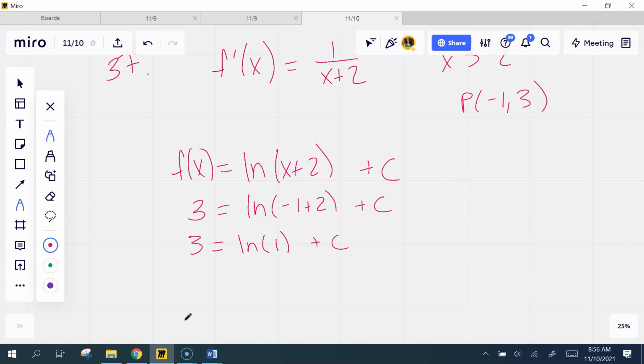What is the natural log of 1? 0. And so c must be 3. e to the what power gives you 1? The only thing I can raise it to get 1 is 0. Anytime you have a log, even if it's log base whatever, if this number is 1, it always equals 0.